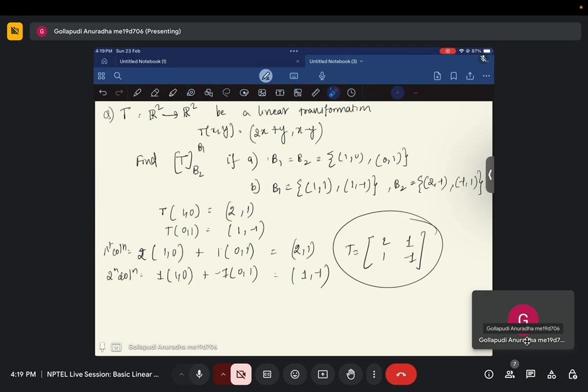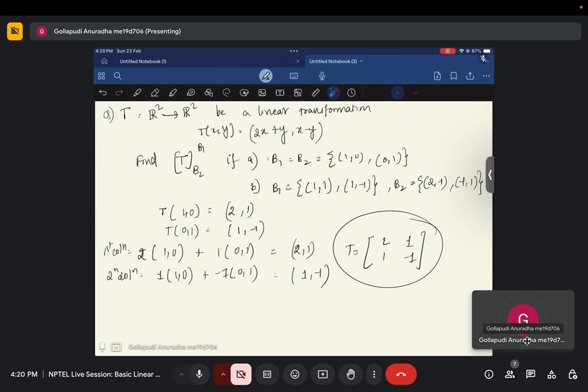Let's look at this page. For the first example, T of (1, 0) is (2, 1), right? And then (2, 1) you can write as 2 into (1, 0) plus 1 into (0, 1). You are rewriting it as a linear combination of the other basis, where the other basis is the same as the previous basis, meaning the standard basis.